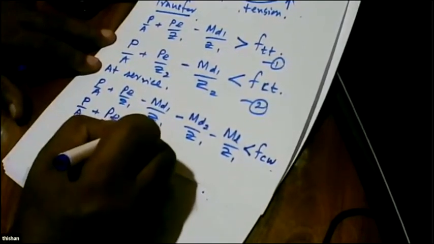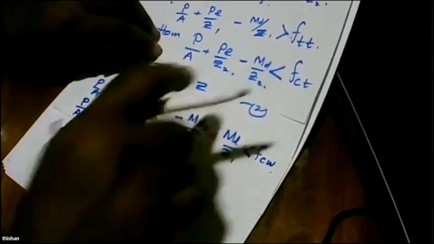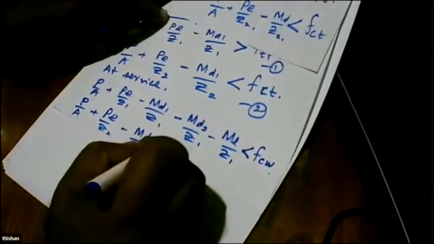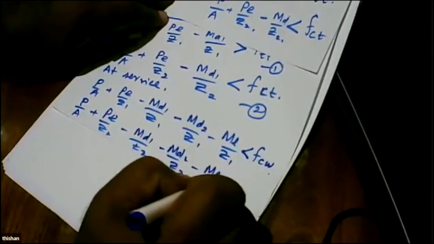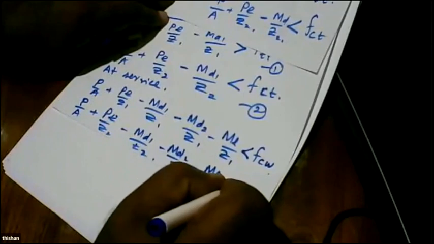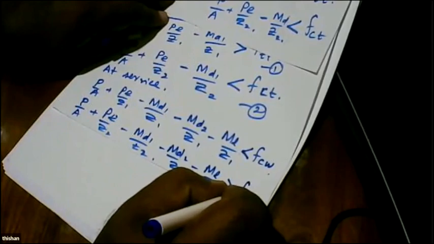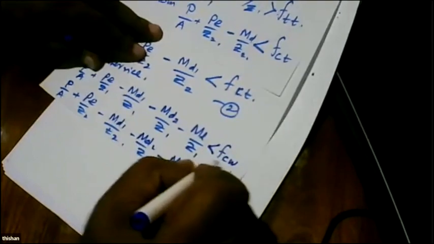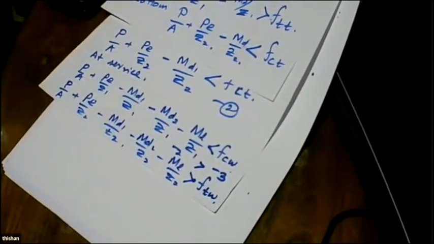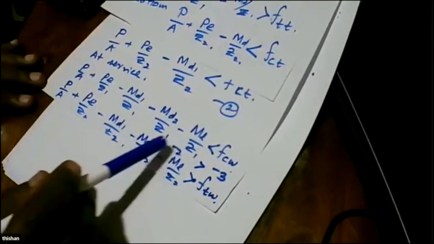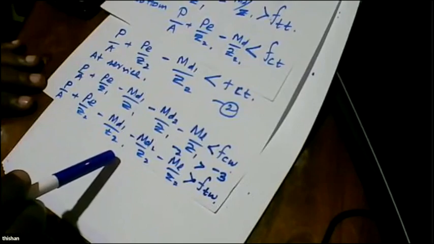Z2 minus MD1 over Z2. Here you can see MD1 over Z2. We have already written it. Minus MD2 over Z2 minus MNO over Z2 should be greater than F, tension under working. So I am saying minus 2 is greater than minus 3 because tension is minus. So this side should be minus 2, and it's greater than minus 3, because tension is minus.